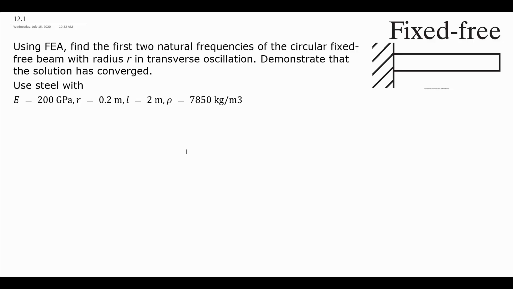This problem is having us find the first two natural frequencies of a fixed free beam in transverse oscillation. We are trying to find what we will call omega 1 and omega 2 using the finite element analysis technique.